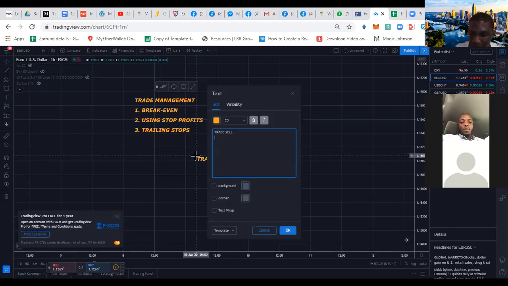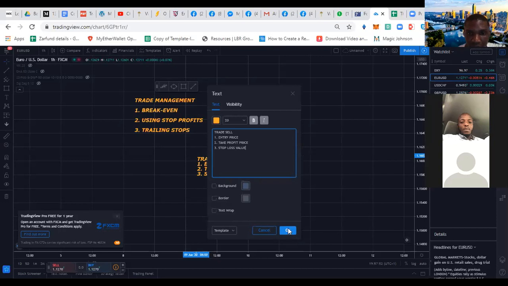Number one, you have an entry price. Number two, you have a take profit price. Number three, you have a stop loss price. Stop loss value, take profit value, entry price, whatever, price value, they're all the same.